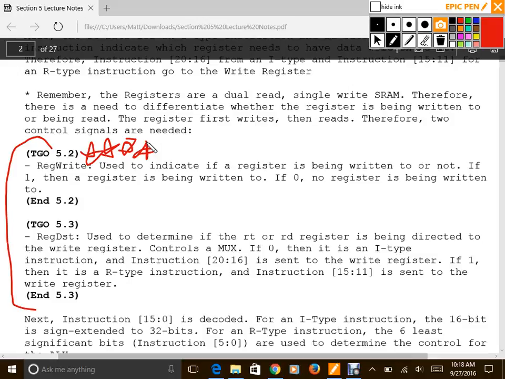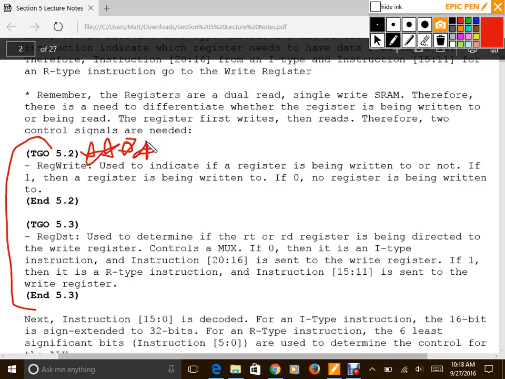Register write is used to indicate if a register is being written to or not. 1 if yes, 0 if no. So it's formally defined here. It's used to indicate if a register is being written to or not. If 1, then a register is being written to. If 0, no register is being written to.